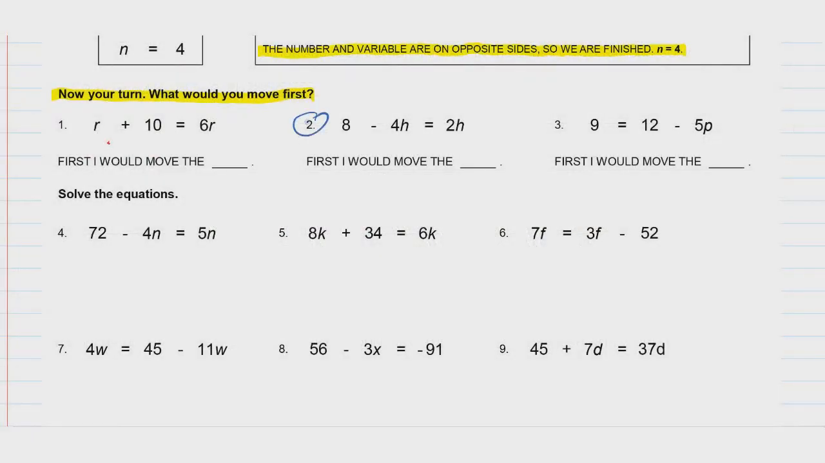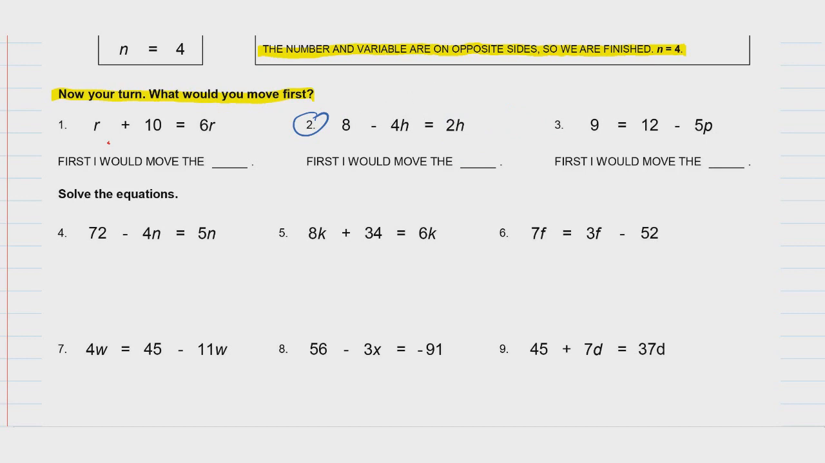Welcome back. Problem 2. You have 8 minus 4h on this side of the equal sign, and you have 2h over here. So clearly no one's happy here, because you have numbers and variables on both sides. So the question is, what would you move first? Well, if you try to move the 8 to the other side, basically all you're doing is joining it with the 2h, and still no one's happy. So that really doesn't help us.